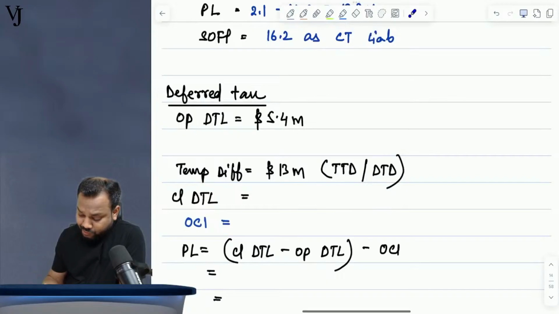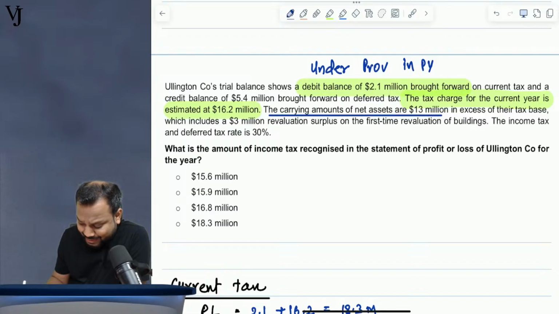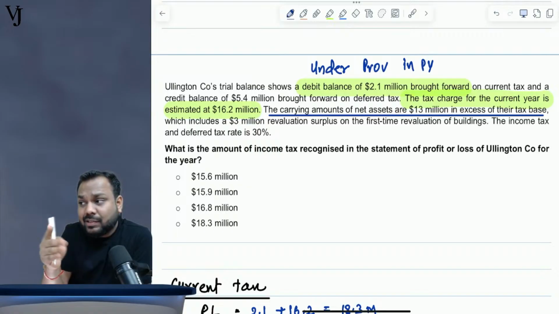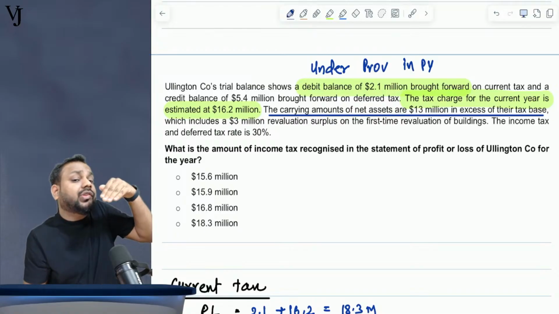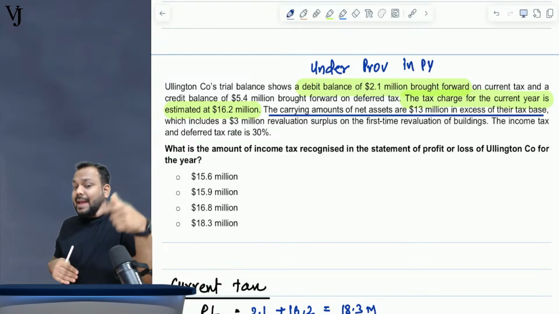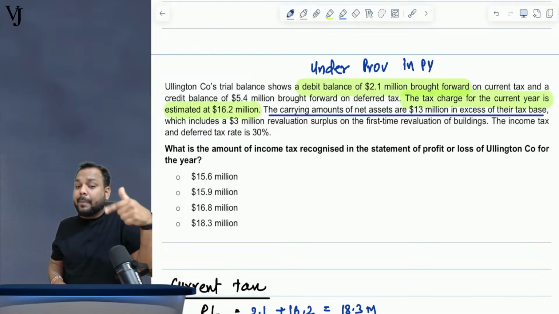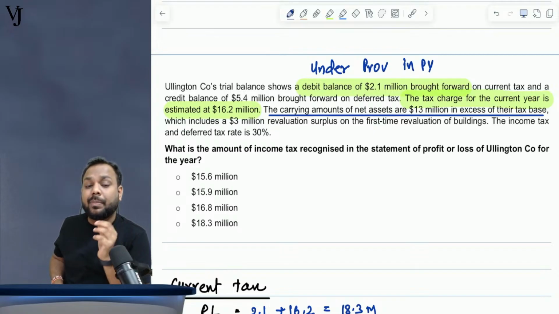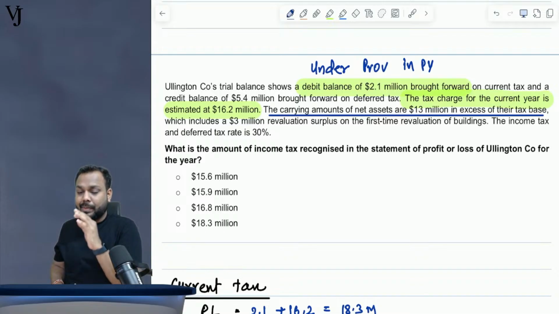Now, opening is this much. Now the question says the carrying amount of the net assets is 13 million in excess of their tax base. Carrying amount versus tax base difference of 13 million means it is a temporary difference. Now, since carrying amount is more than the tax base, it means what? Tell me, taxable temporary difference or deductible? Carrying amount is more. Since carrying amount is more, it becomes your taxable temporary difference.